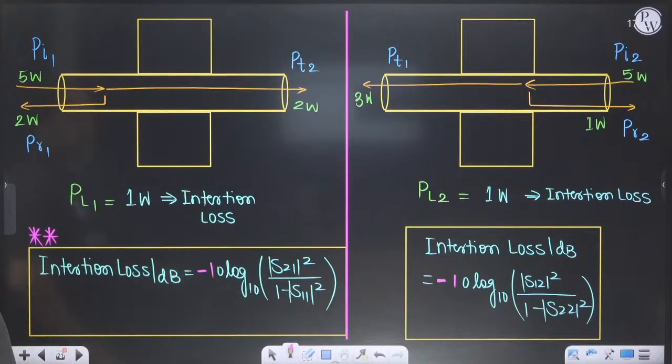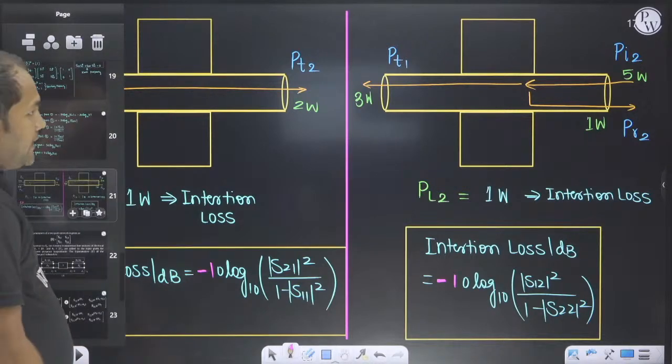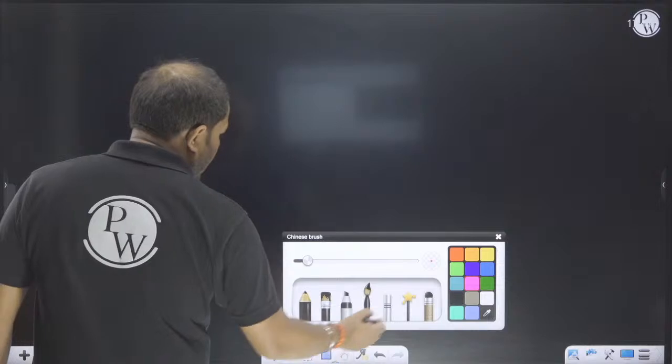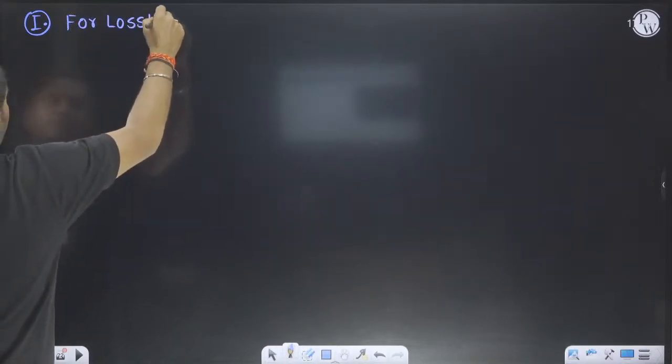If I say 1 minus S11 square is greater than 0 or less than 0, let's see insertion loss for an amplifier, for an attenuator, and for a lossless network. First of all, I will see the lossless case. For lossless, what will the insertion loss be?